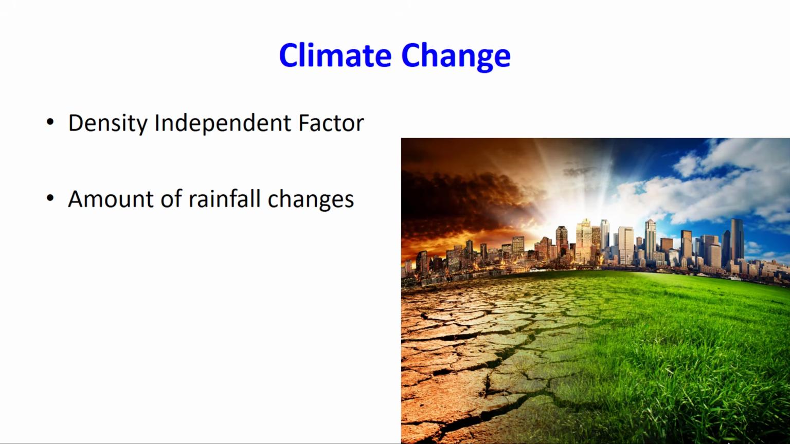And the last one we're going to discuss is climate change. Think about it, if the amount of rainfall changes, then the amount of fresh water available to plants and organisms changes. And it doesn't matter about the size of the population.